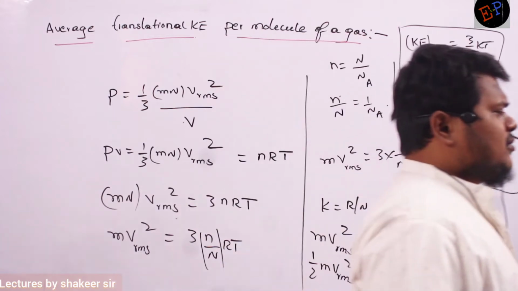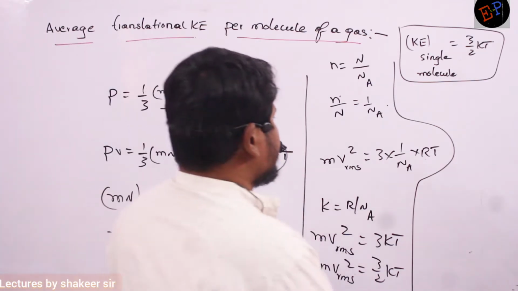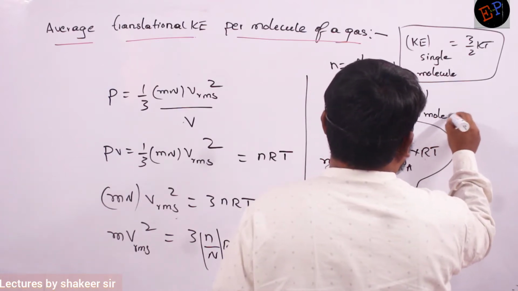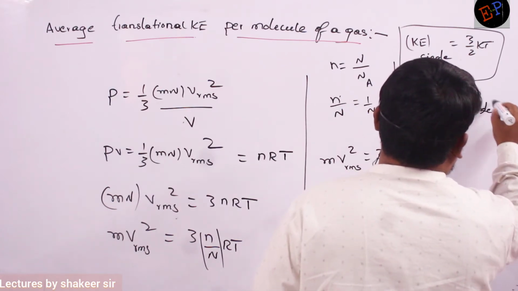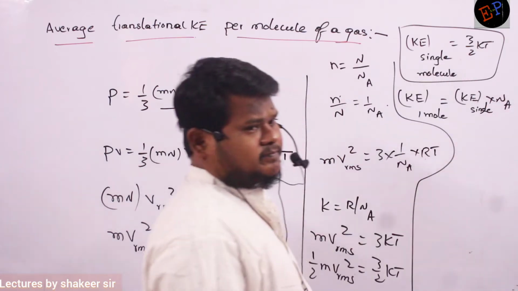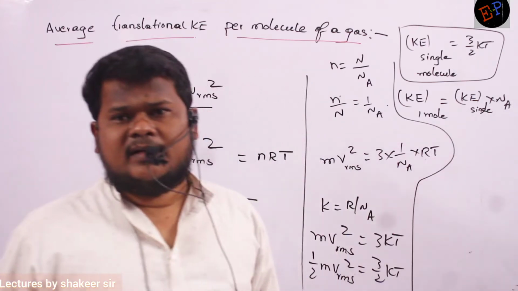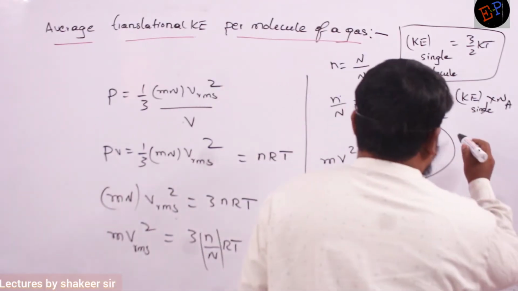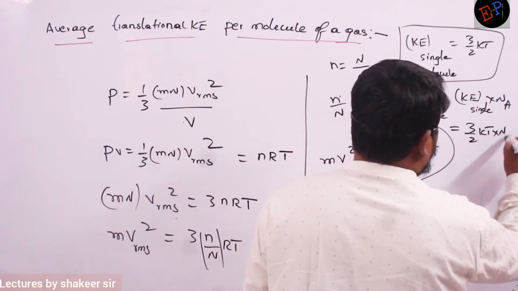Similarly, if I want to calculate the kinetic energy of 1 mole of molecules, can you say what I have to do? Multiply by the Avogadro number. That's it. So the kinetic energy of 1 mole of molecules is equal to the kinetic energy of a single molecule multiplied by Na. 1 mole means this many molecules, the Avogadro number. So the Avogadro number multiplied by the kinetic energy of a single molecule will give the kinetic energy of 1 mole of molecules. And the kinetic energy of a single molecule is 3 by 2 kT, multiplied by Na.